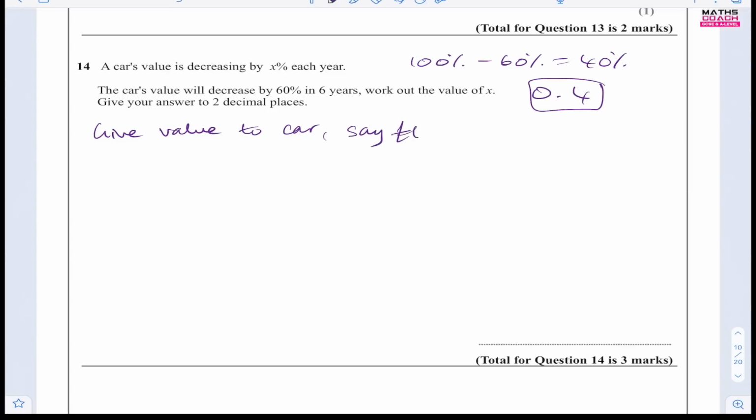Say £1,000. Let's say the car costs £1,000. So if the original amount of the car is £1,000, and it has decreased by 60%, we're going to multiply it with a multiplier of 0.4, this gives an amount of £400. So the value of the car after 6 years is £400.